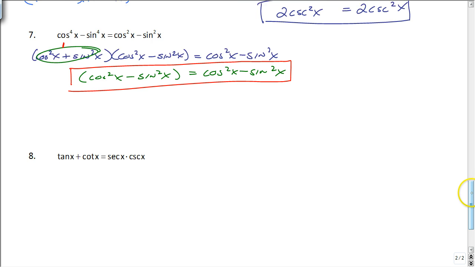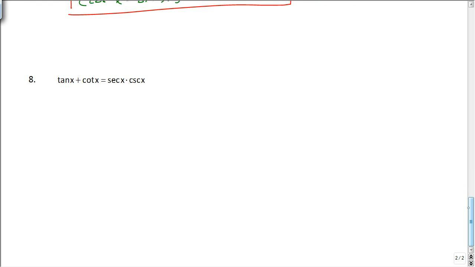And this last one, this guy right here, you can see the right side is in terms of secant and cosecant. The left side is just tangent and cotangent. So usually it's easier to take fractions and add them together and turn them into one term than to try to figure out a way to split these up into fractions. So again, we're going to work on the left side for this one. We can easily see, we could just write these in terms of sine and cosines. So this is sine x over cosine x plus cosine x over sine x. That's equal to secant x times cosecant x.